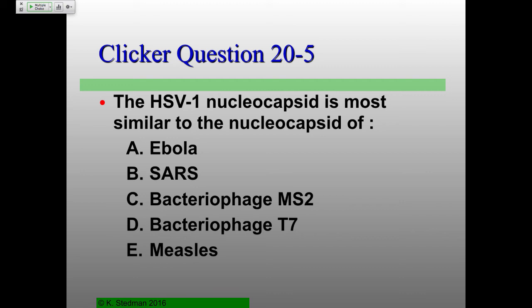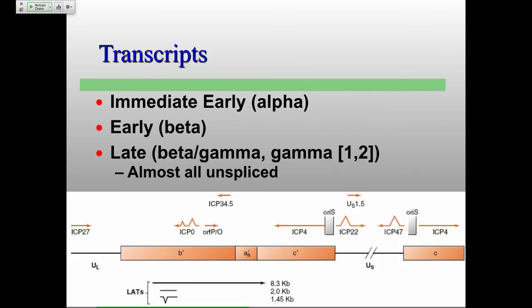Okay, so let's talk about some of the transcripts which are being made. I mentioned this already: alpha, beta, and gamma. This is just early, middle, and late, basically, relative to what we've talked about before. Now we're just looking at the very early genes here. Here are the alpha genes, ICP0 and ICP4, which are the ones we talked about. You'll notice they've got these little bumps in them, and that means that they are being spliced. It's basically only the very, very early genes, the alpha genes, which get spliced.